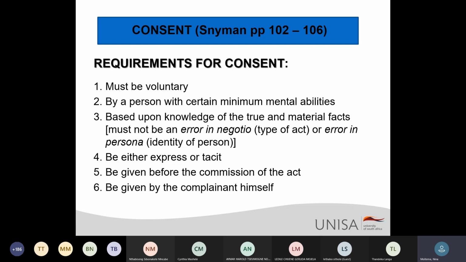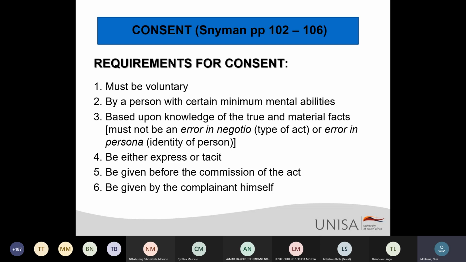Right, let's move on to consent. Consent is in the new Snyman, the 7th edition, on pages 102 to 106. Consent is just what it says. Somebody gives you permission to do something. But it has to be voluntary.